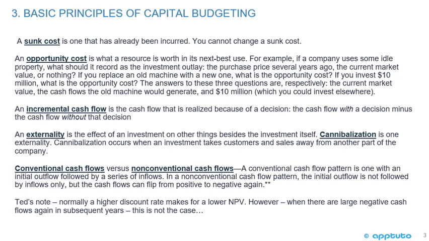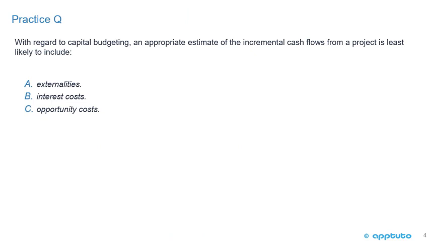And there I put a star. I said, note, normally a higher discount rate makes for a lower NPV. However, when there are large negative cash flows again in subsequent years, that's not the case, and you have to be very careful and work through the calculations with the calculator. So we'll finish this LOS with a practice question, as we sometimes do.